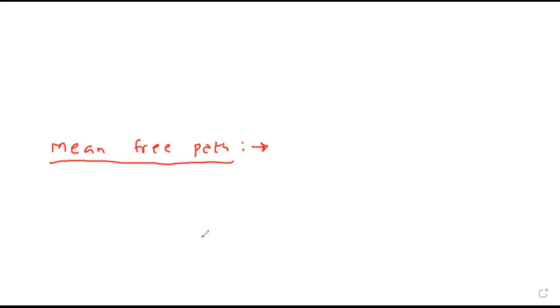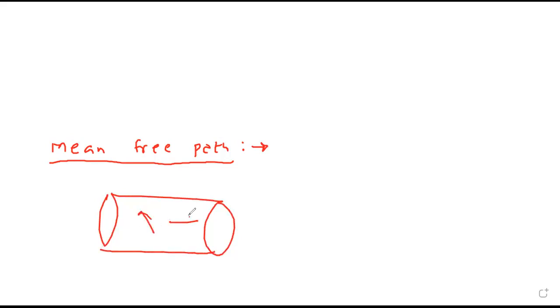And what is the distance covered between successive collisions called? Free path. This you have done in class 11 in kinetic theory of gases. The average of all the free paths is called the mean free path. In the same way, electrons, when not connected to a potential, are in a state of random motion, traveling in any direction.